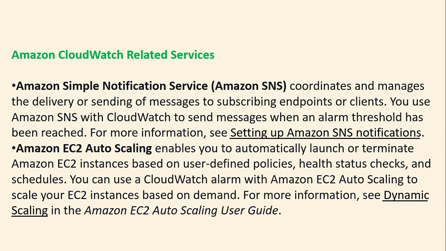Amazon EC2 auto scaling enables you to automatically launch or terminate Amazon EC2 instances based on user-defined policies, health status checks, and schedules. You can use a CloudWatch alarm with Amazon EC2 auto scaling to scale your EC2 instances based on demand. For more information, you can see online the dynamic scaling section in the Amazon EC2 auto scaling user guide.